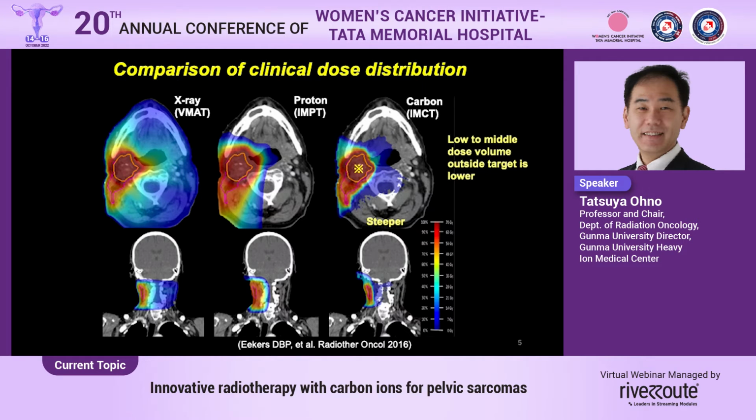This figure is a comparison of clinical dose distribution among X-ray VMAT, protons, and carbon ions. In carbon ion radiotherapy, peripheral dose gradient is steeper than protons, and low to middle dose volume is lower than X-ray VMAT. So, carbon ion radiotherapy can be less toxic for normal tissue surrounding the target volume.